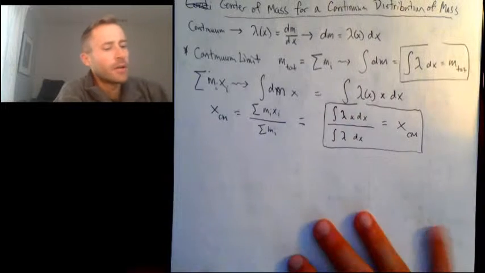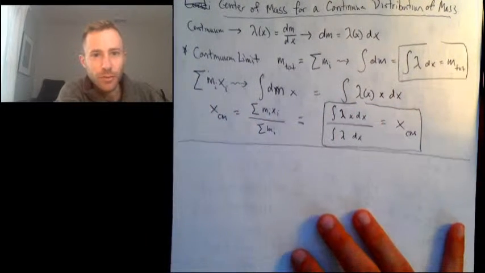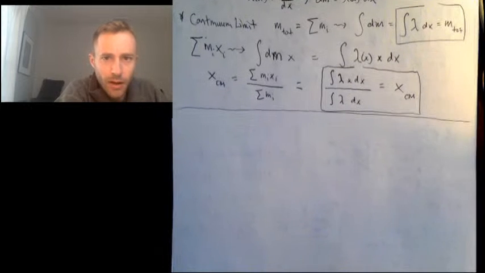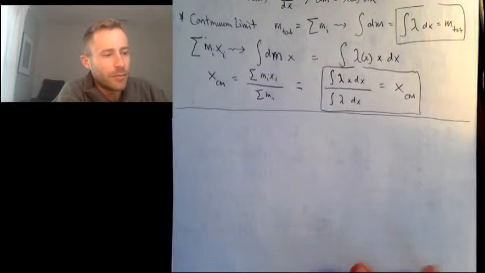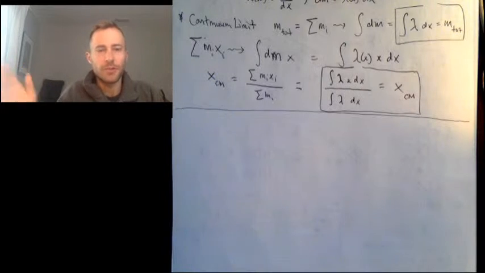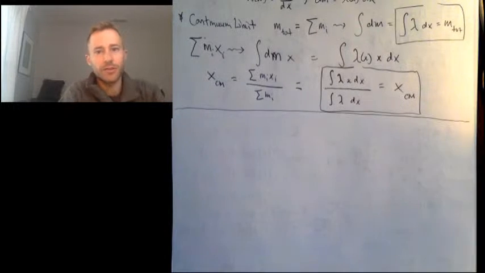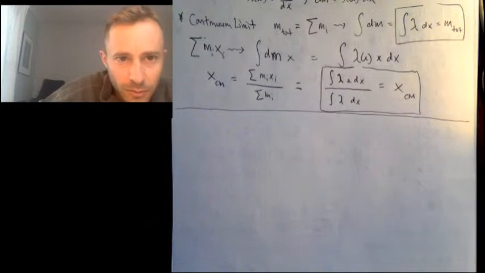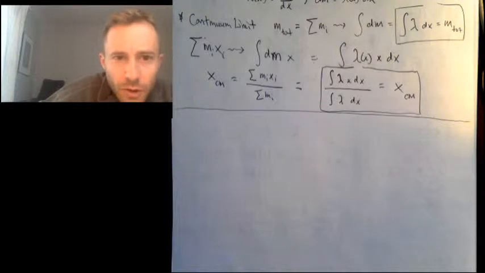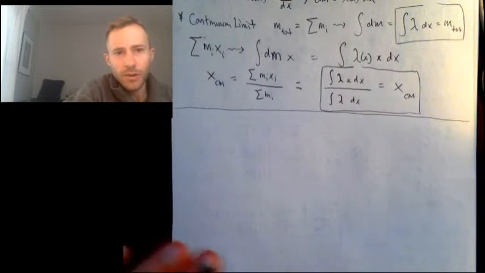So you should be able to calculate the center of mass in the continuum limit. Because this is an integral over x, this is only for one-dimensional objects. There is a generalization of this formula for three-dimensional objects, but that involves multivariable calculus, which is not in the scope of this class. So why are we talking about that?